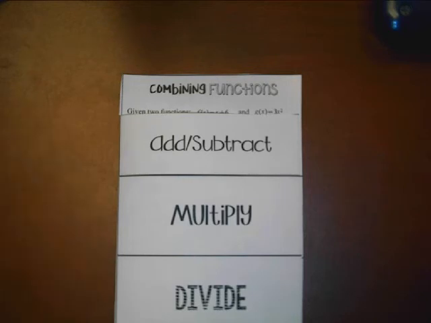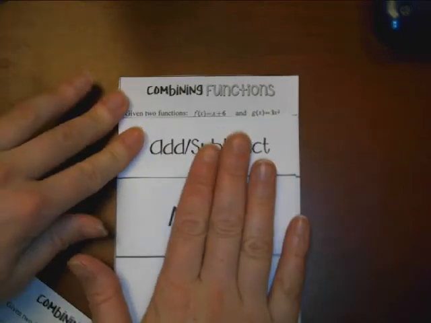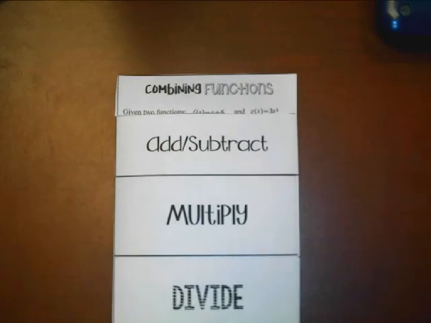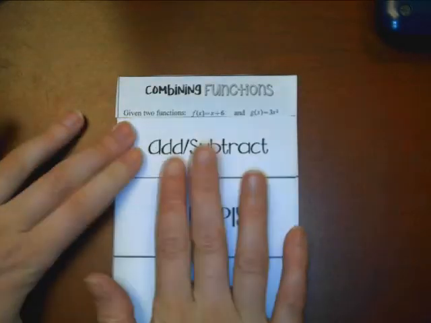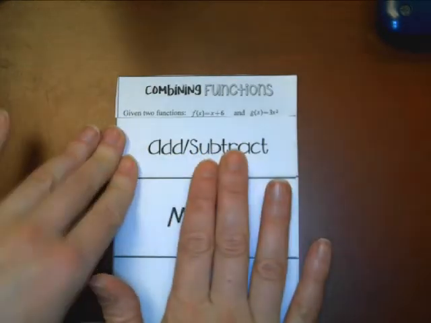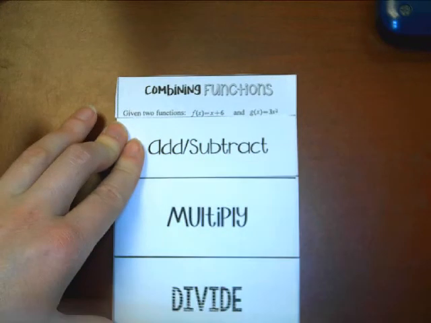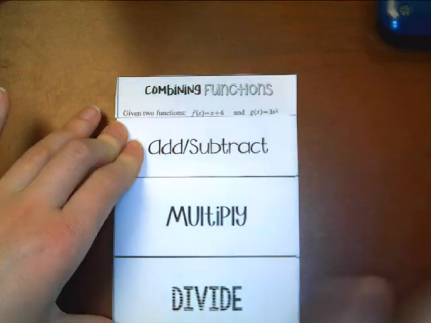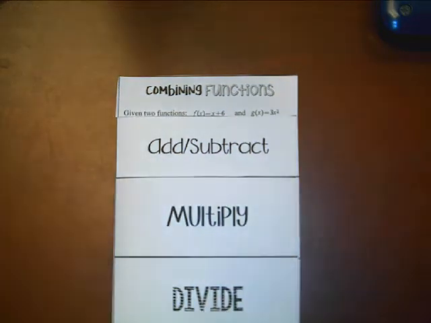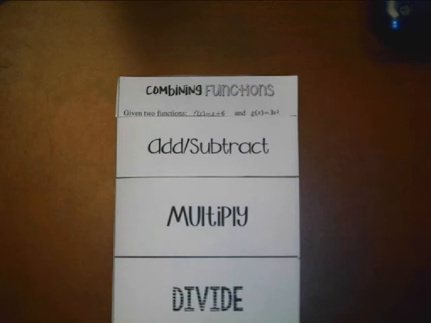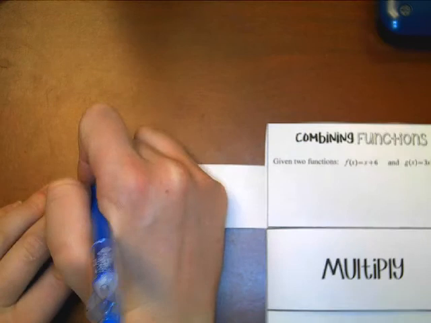Okay. All right, so we're going to talk about combining functions. We're going to be given two functions, f of x and g of x. Just in general, it could be anything, but for the purposes of today's lesson, I'm going to use f of x and g of x in the notation. So, adding and subtracting two functions. So over here we're going to write the notation.